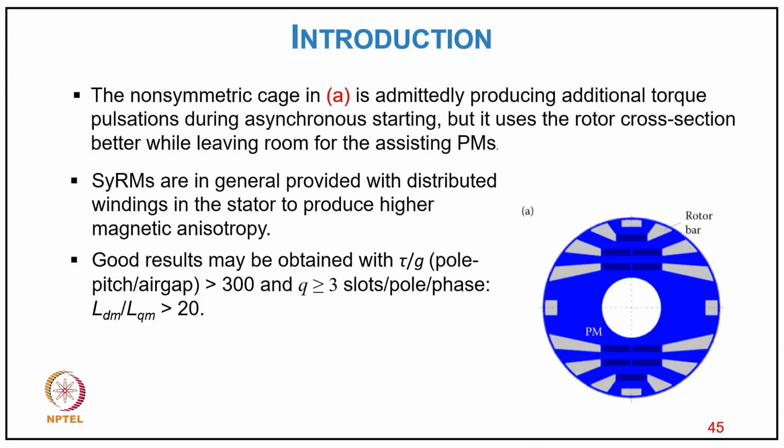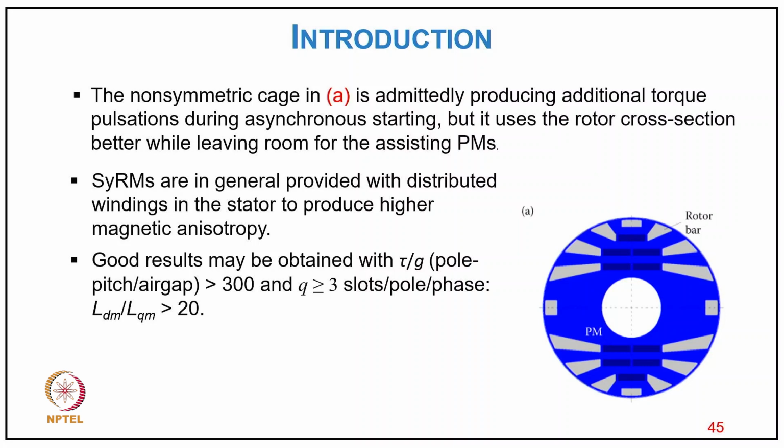Now coming to the non-symmetric cage, it is admitted to produce additional torque pulsation during the asynchronous starting, but it uses the rotor cross section area better while leaving room for the assisting magnets.